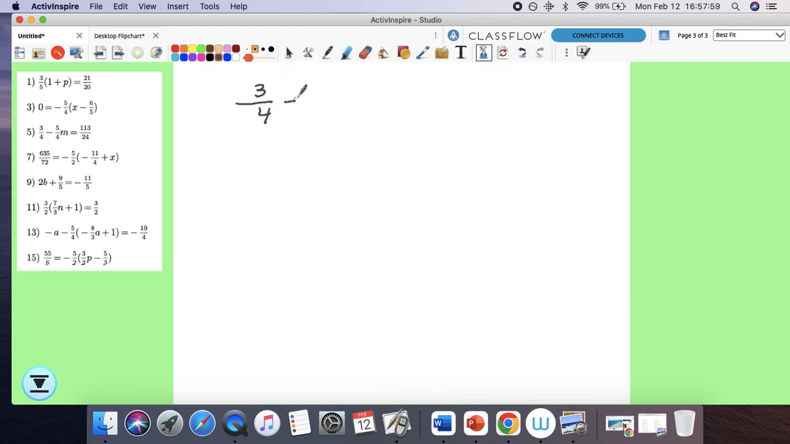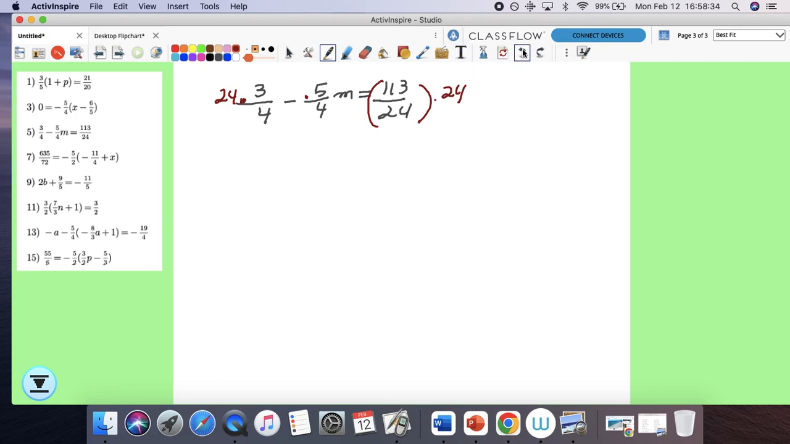3/4 minus 5/4 m equals 113 over 24. Okay. We can't combine these two because this one has a variable, the other one doesn't. So let's get rid of the fractions. I'm going to multiply both sides by 24, this by 24, and these two terms by 24. Now, if you wanted to write it in a different way, you can also do this, and multiply this guy by 24, multiply this guy by 24. Does that make it easier for you?